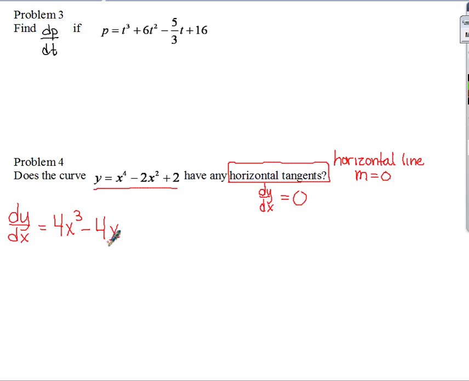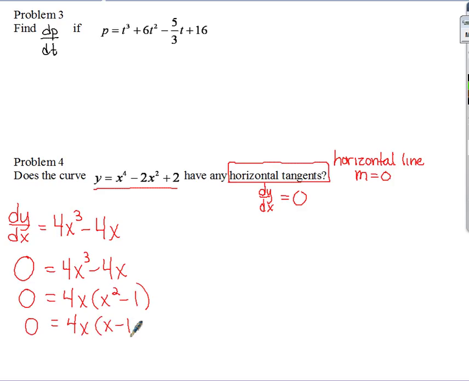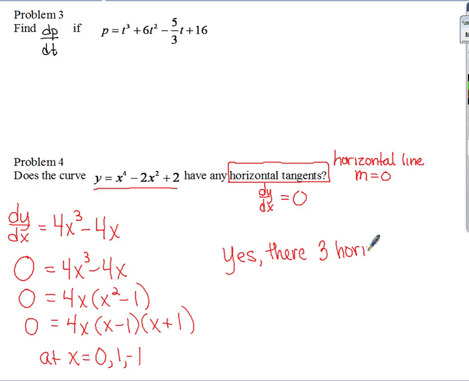So dy dx equals 4x to the 1 less, minus 4x to the 1 less, plus 0. So we have 4x cubed minus 4x. We want dy dx to be 0, so we're going to substitute 0 for dy dx. Now we need to solve this. We're going to factor out 4x and get x squared minus 1, and we still can factor x minus 1, x plus 1. So where will there be horizontal tangents? At x equals 0, 1, and negative 1. So yes, there are 3 horizontal tangents.